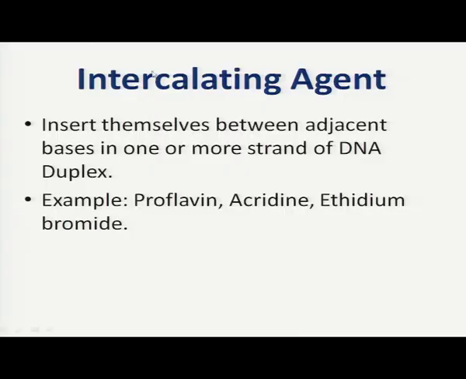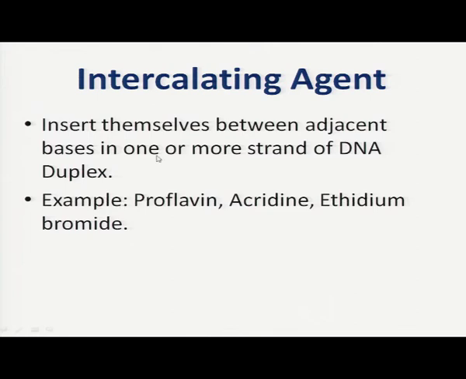Another chemical mutagen which induces mutation in the DNA is the intercalating agent. These intercalating agents insert themselves between adjacent bases in one or more strands of the DNA duplex. So, intercalating agents are those chemicals which can insert themselves in between the base sequences of the DNA, and because of the insertion the whole DNA sequence will get changed.